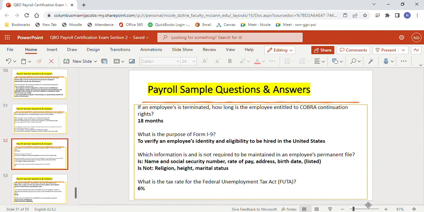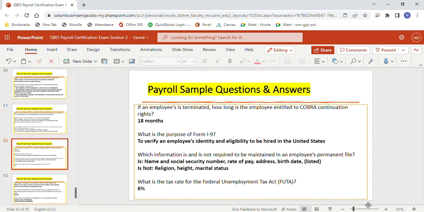If an employee is terminated, how long are they entitled for COBRA? So if they're terminated, it's 18 months. I showed you that chart. What is the purpose for the Form I-9? To verify an employee's identity and eligibility to be hired in the United States.